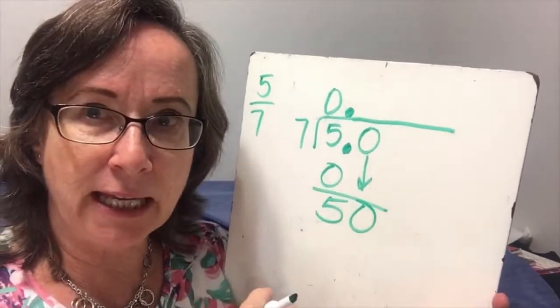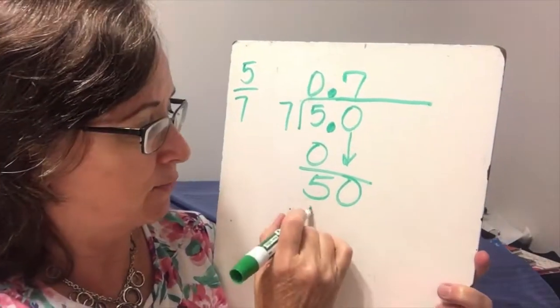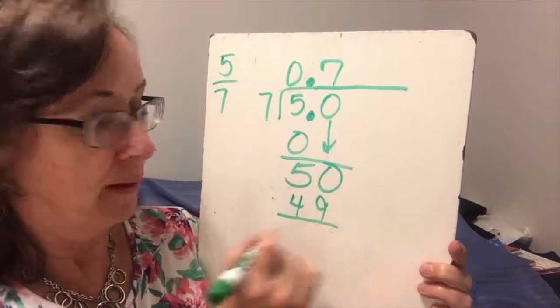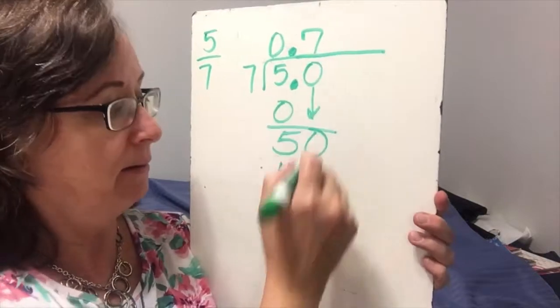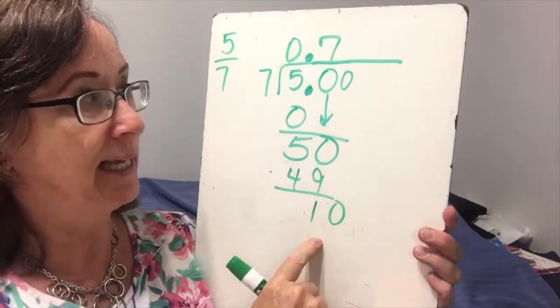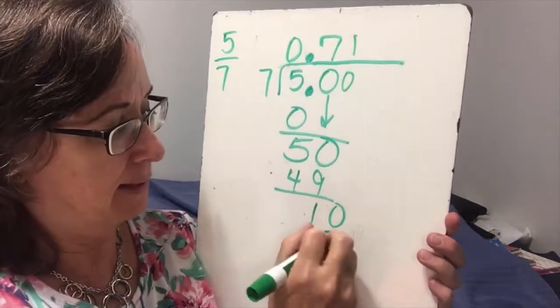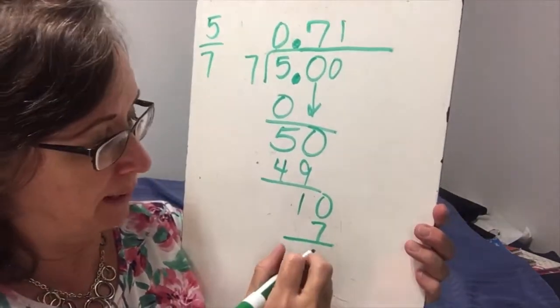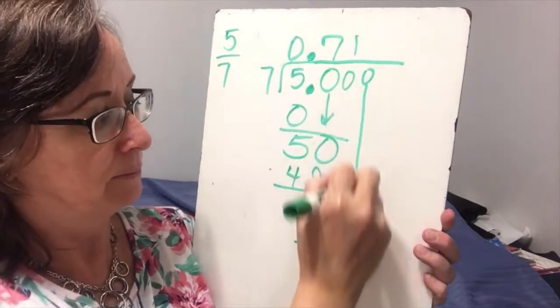7 into 50 goes 7 times. 7 times 7 is 49. We subtract and we get a 1. And then we bring down the next 0. And we say 7 into 10 is 1. 1 times 7 is 7. We subtract. We get a 3. And then we bring down the next 0.